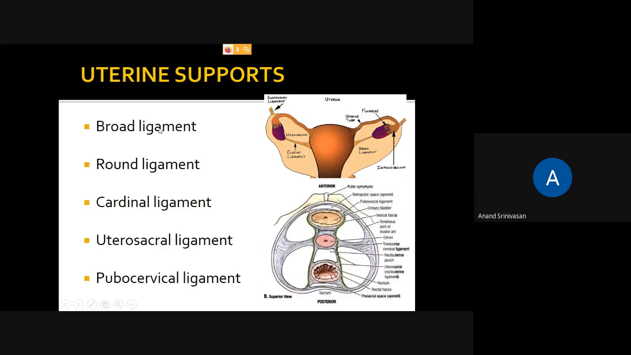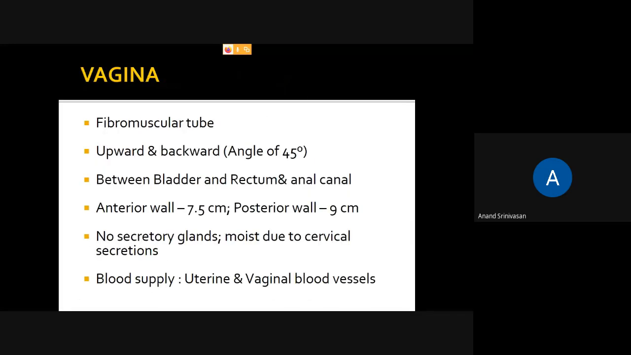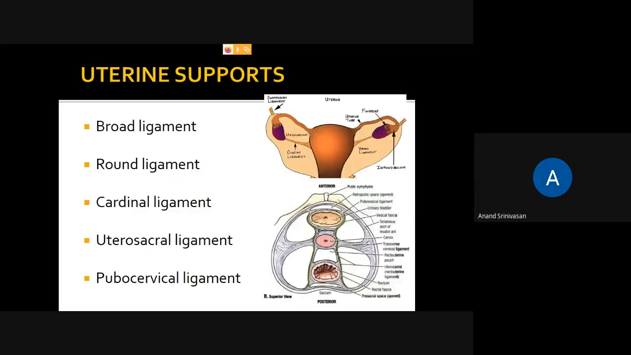The false ligaments are the broad ligament and the round ligament. Any doubts? All right, the next. Yes, doctor. No, thanks, doctor.